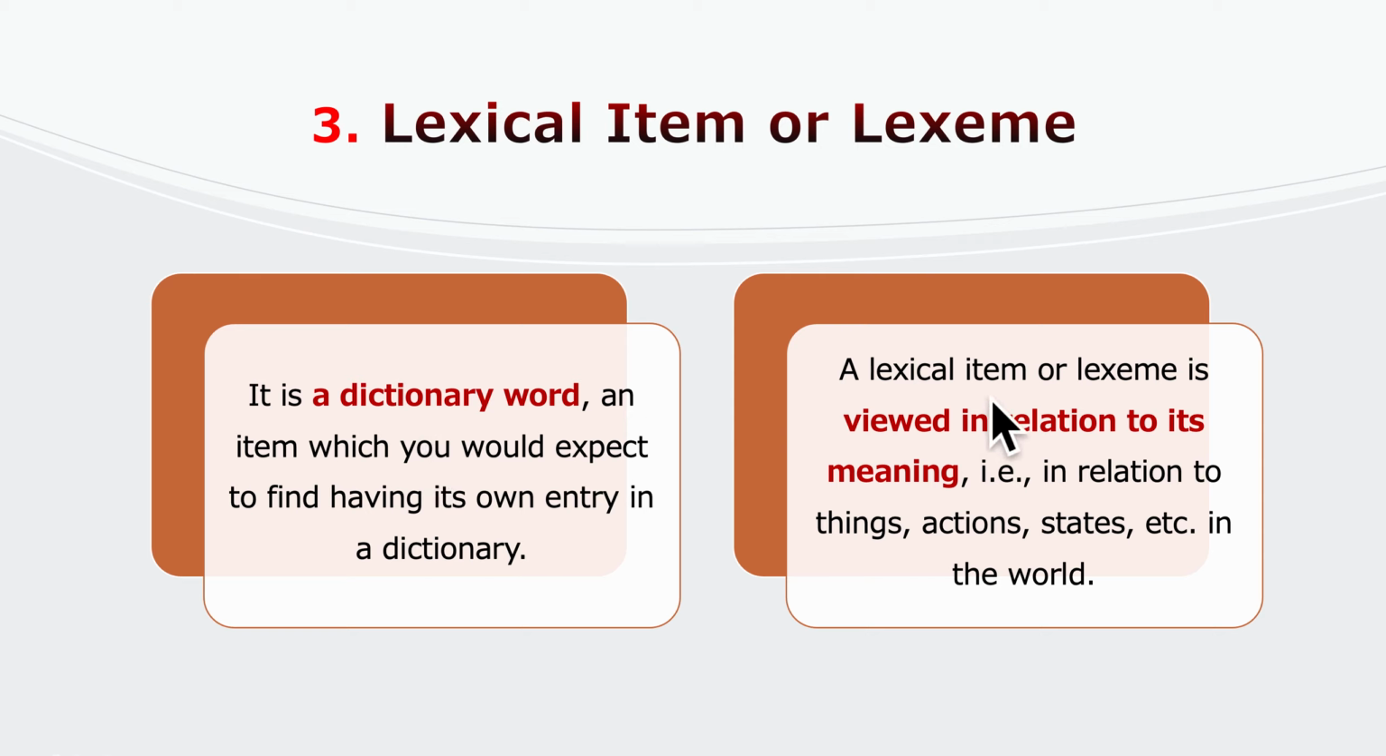A lexical item or lexeme is viewed in relation to its meaning. So the word is expressed in terms of meaning in relation to things, actions, states, etc. in the world. So a lexical item is always defined in relation to its meaning. We move on to the next.